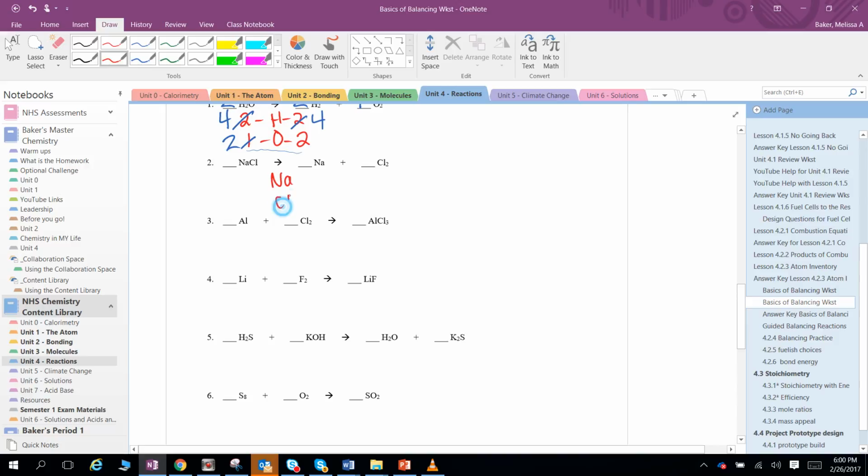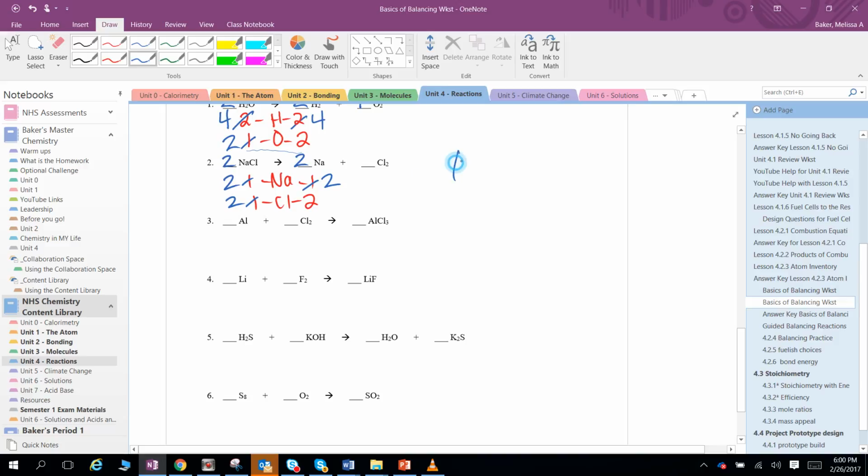Next one, we've got Na and Cl. 1 Na on each side, 1 Cl on the left, and 2 on the right. So this is not balanced. There's only one thing we can do. Fix our chlorines so that they're even, but uh-oh, now our sodiums are off. So what can we do on the right? We can add a 2 in front of the Na, and now everything is balanced.